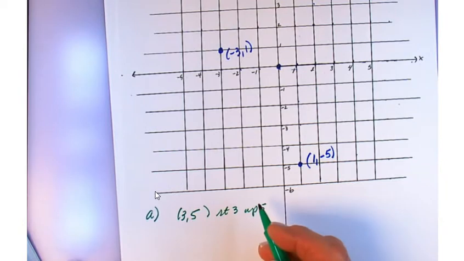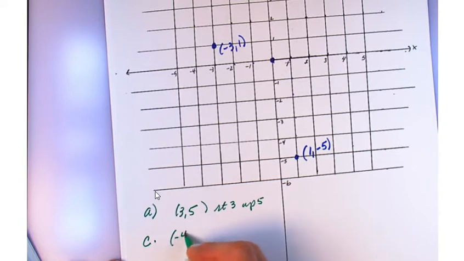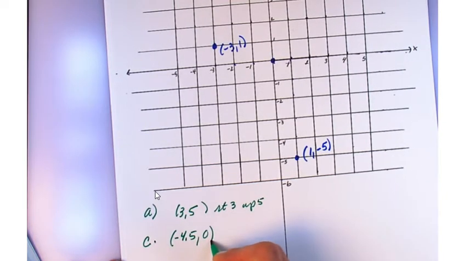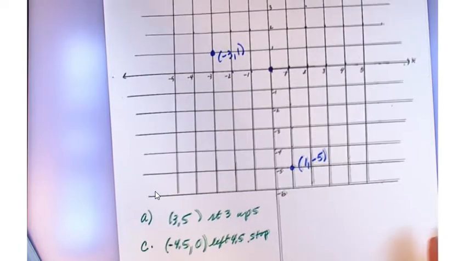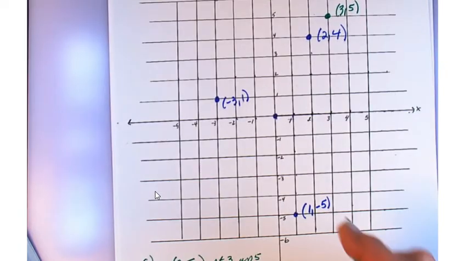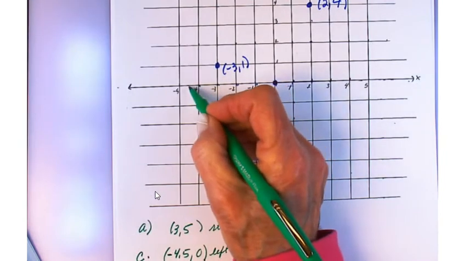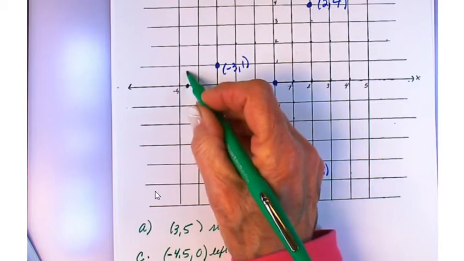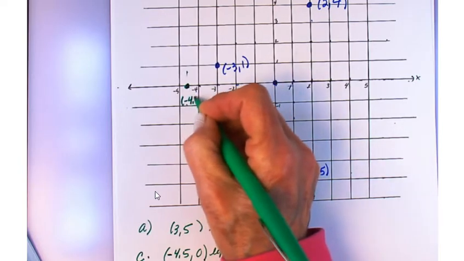Let's look at C. Minus 4.5, comma 0. So this minus sign tells me to go to the left 4.5 and then stop, and then I do not move. Just stop. 0 means no up or down. So I start at the origin, 1, 2, 3, 4. 4.5 is halfway. I do not go up, I do not go down. This is the point, minus 4.5, comma 0.